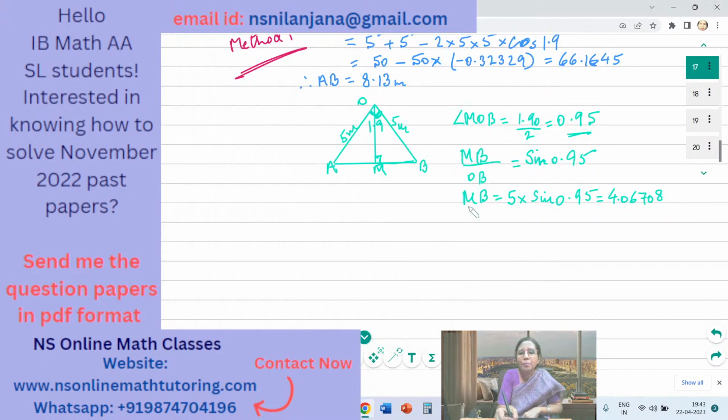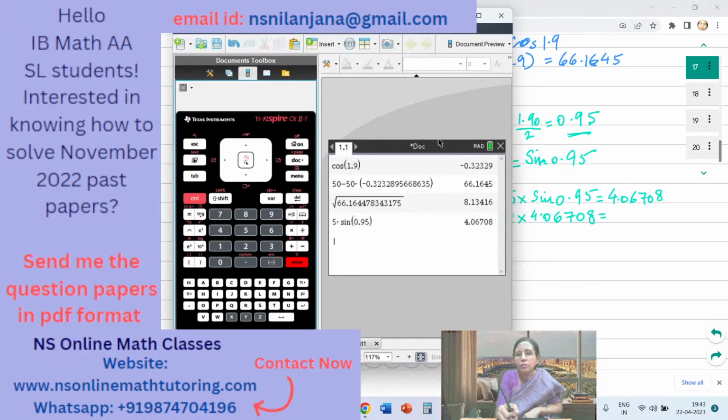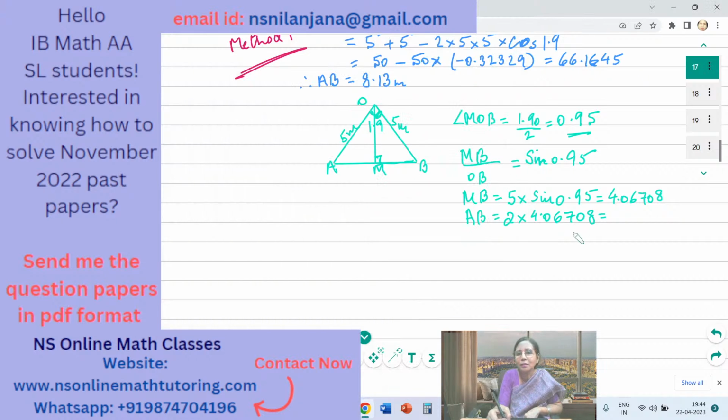Okay. So MB, but we need to find the AB. So what is AB? AB will be equal to 2 times 4.06708, which is equal to 2 times answer, equal to 8.13. Again, the same answer. Has to be because the code is the same. Okay. So this is the method number 2.